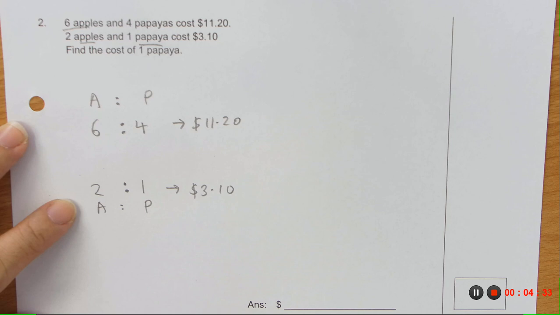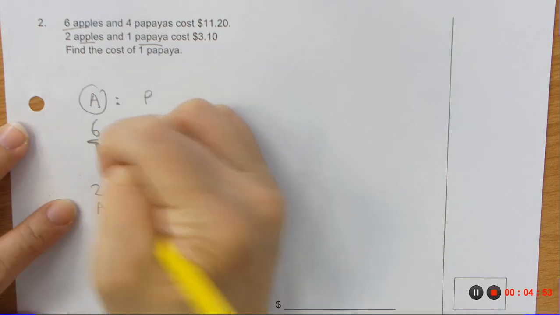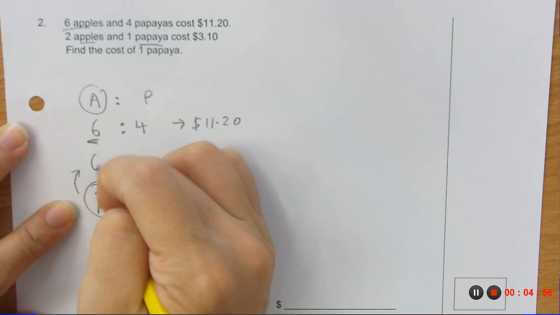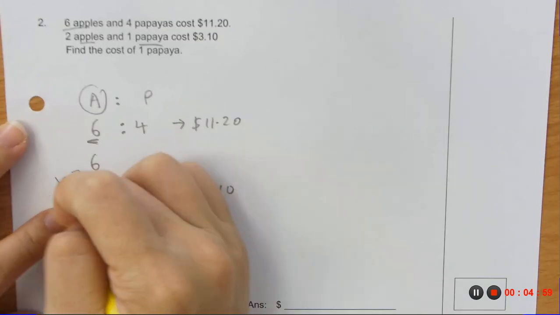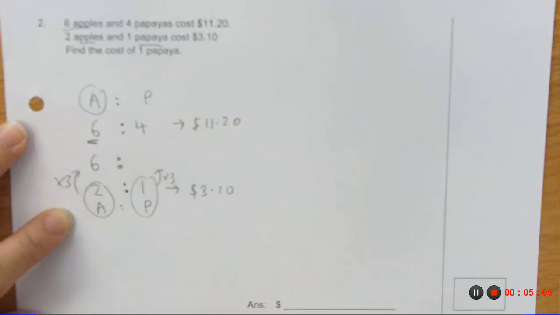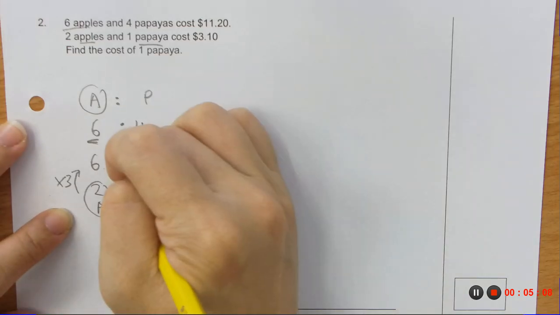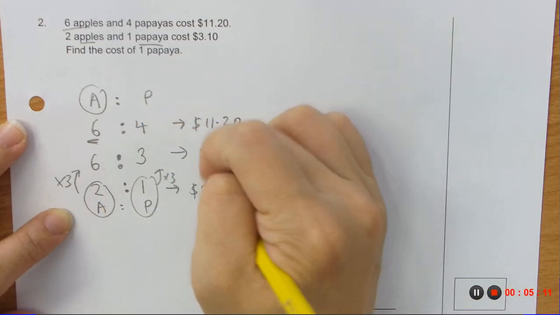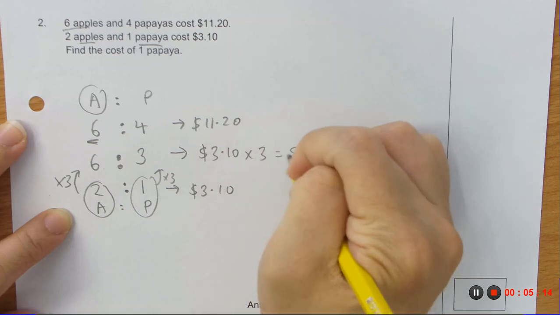I'm going to try to use the idea of changing ratio and equivalent ratio to solve this. To find papaya, I want to try to make something the same. Yeah, so I'm going to try to make apples the same. I have 6 apples here. I'm going to try to make this become 6. What do? Times 3. That will become 6 is to 3. So $3.10 times 3, what do I get? $9.30.